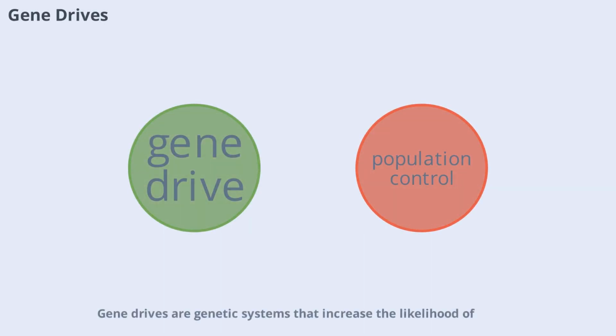Gene drives are genetic systems that increase the likelihood of a specific gene being passed on to the next generation. This technology can be used to control populations of pests or disease vectors such as mosquitoes. While gene drives offer powerful solutions, they also raise ecological and ethical concerns.